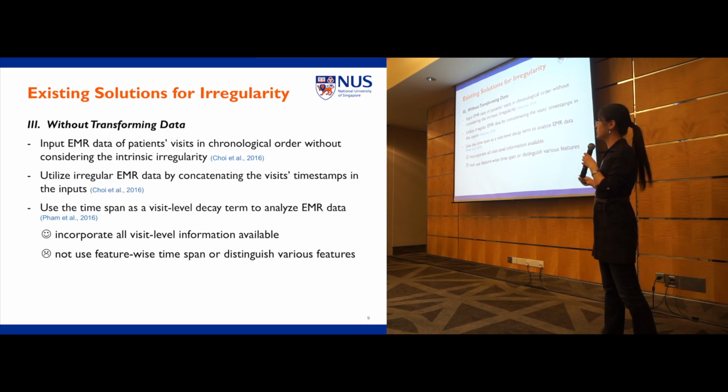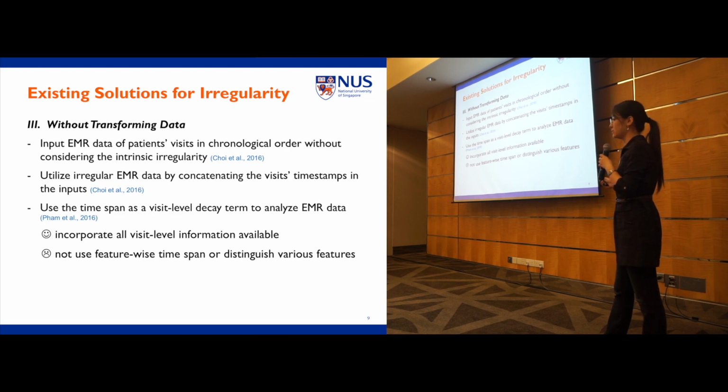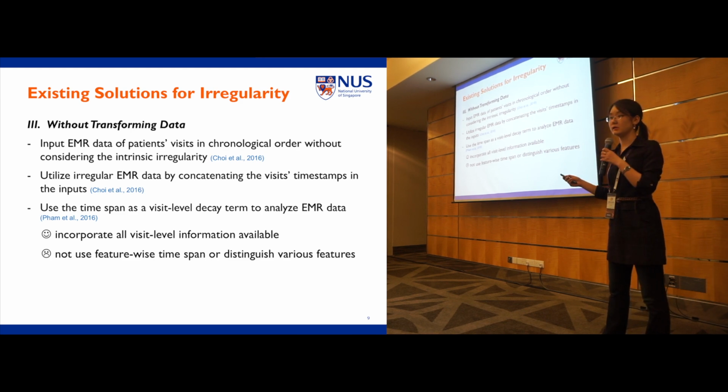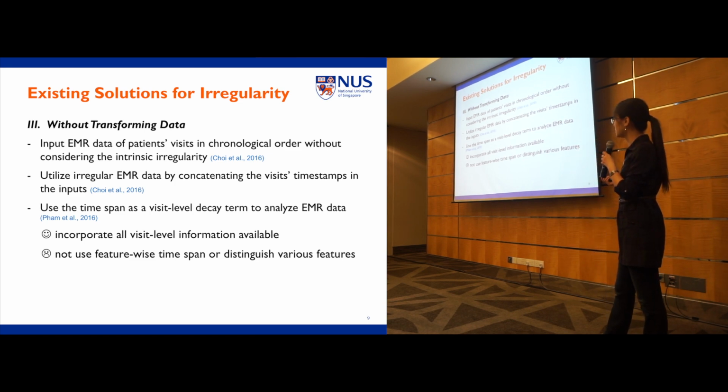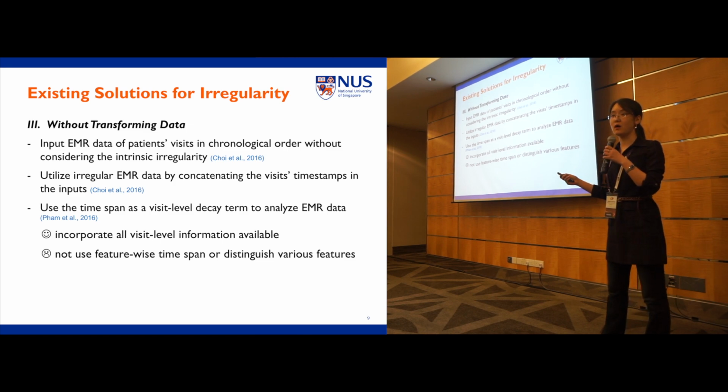The third category of methods utilize all the EMR data available without any transformation. Such methods may input the EMR data just in chronological order without considering the irregularity challenge. And some methods may utilize the irregular data by concatenating the visit timestamps as a new feature in the input. And some methods may use the time span as the visit level decay term for the analytics. Such methods have the advantage that they can incorporate all the EMR data available. However, they cannot utilize the feature-wise time span information, or they cannot distinguish between different features.